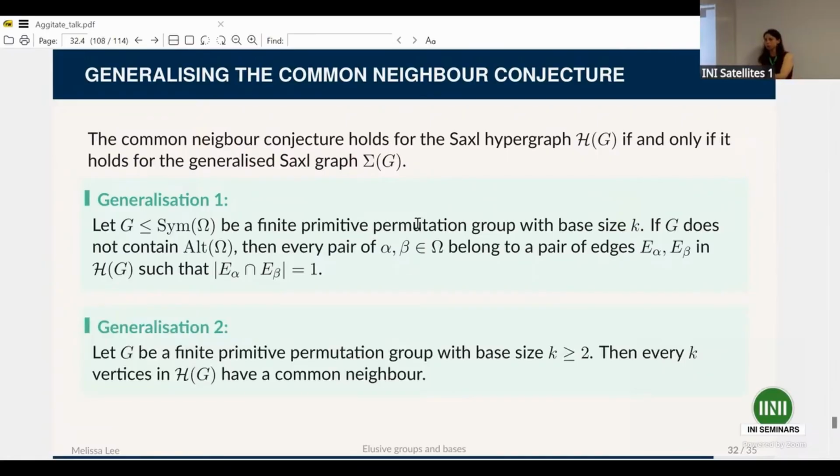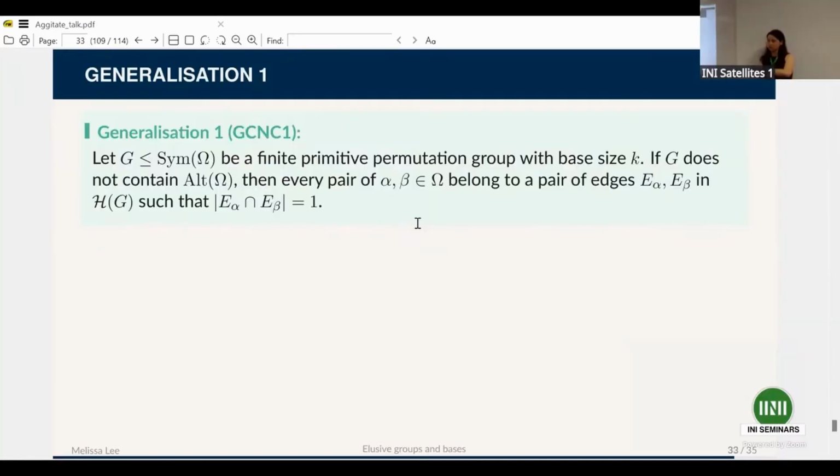Another generalization we thought of is that perhaps we could see if, you know, the common neighbor conjecture says that if you have a base size of 2, then every pair of vertices have a common neighbor. Well, we hoped that maybe in the Sabidussi hypergraph case, you could say that if your base size is k, then every k vertices have a common neighbor. Which sounded very strong to me, but I thought, oh, let's give it a go. So I'll just talk about each of these generalizations in turn.